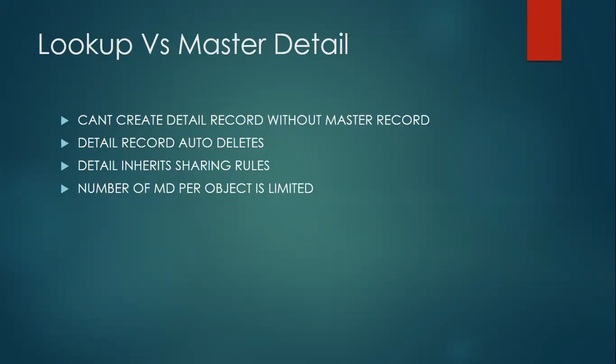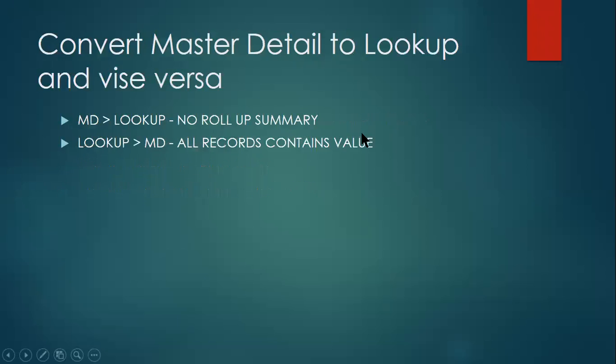Okay, and if the master record is deleted, then in the master detail relationship, it will automatically delete the child record also. Okay, but this does not happen in the lookup relationship. And all the sharing rules and permission sets will be inherited by the child record from its parent if it is a master detail relationship. But this does not happen in the lookup relationship. Okay. And also there's a limit to how many master detail relationships you can have per object. Okay. And you can convert a master detail relationship into a lookup and vice versa also. Okay.